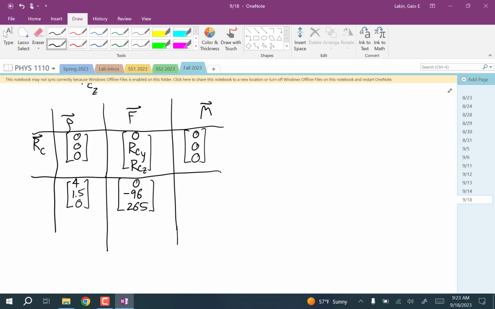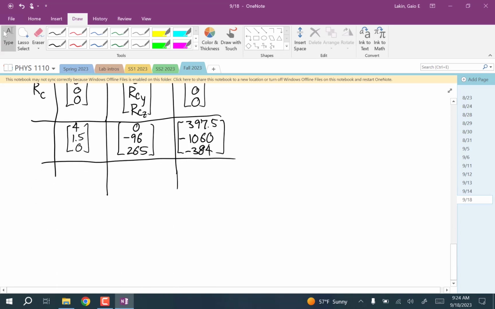What's 1.5 times 265? 397.5 for x. For y, we have, what's 4 times 265? Negative 1060. And then 4 times 96? Minus 384. Okay. And now we're to RD.